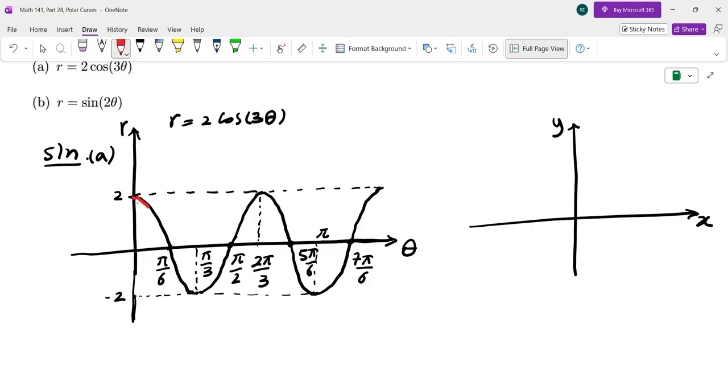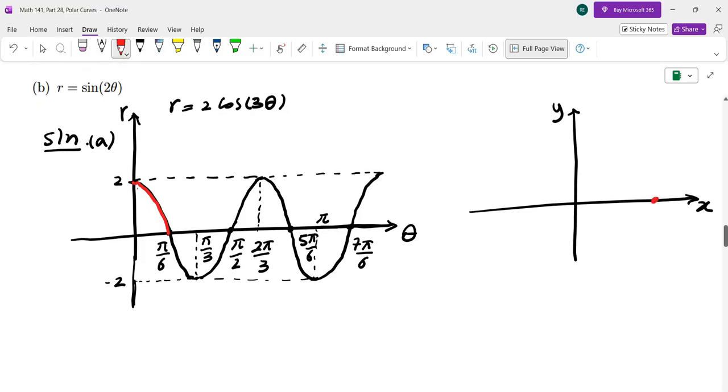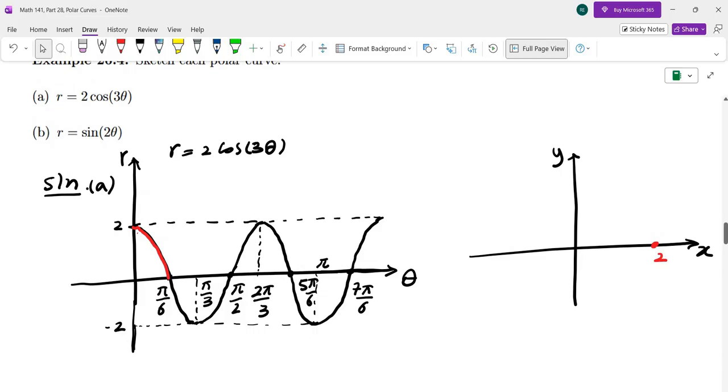If you look at the first part, it starts from here. So the distance to the origin is 2, and the angle is theta equals 0. Then at theta equals pi over 6, it gets to the origin. And between these two, r gets closer and closer to 0. This is theta equals pi over 6. So that's this piece of the curve.